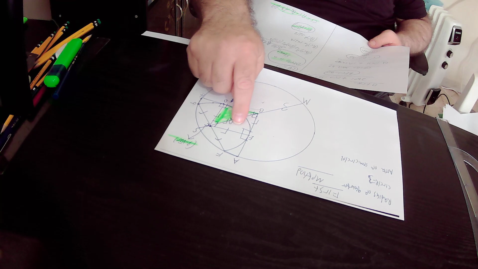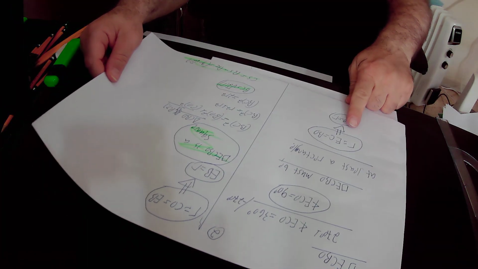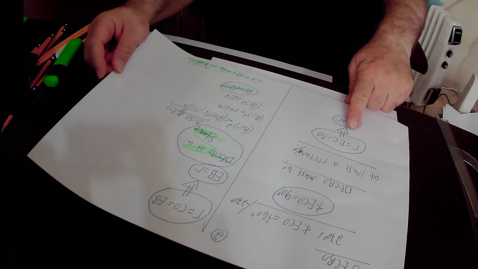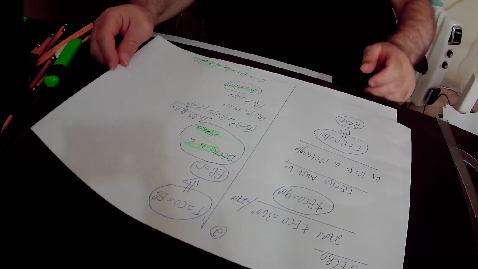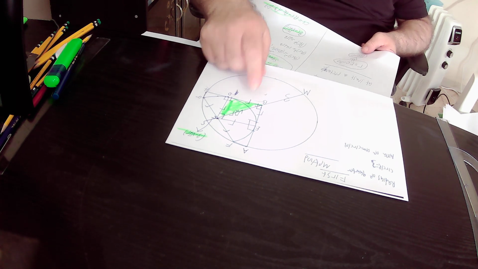But EC equals R. This is the radius of the semicircle. So EC equals R. So from this equation, R equals EC equals BO, we will derive that BO is also equal to R.